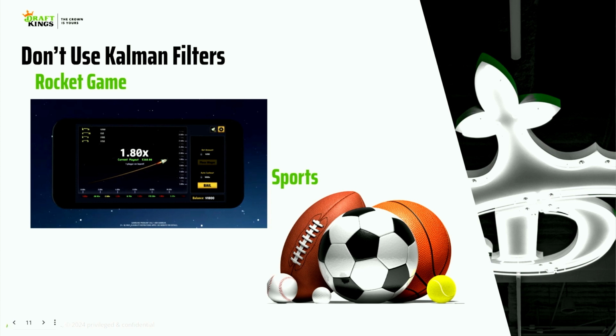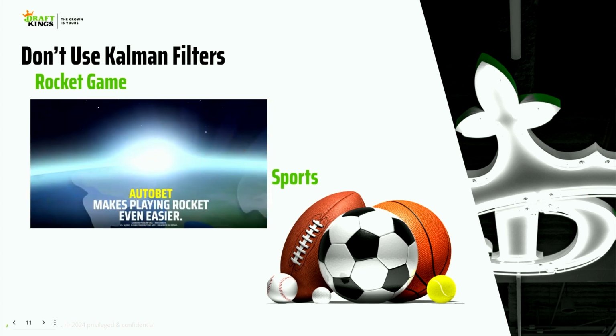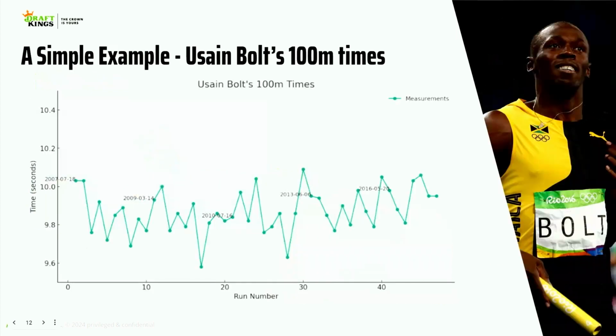But that's exactly what we've done in this case with the NBA. And it's actually fairly easy. So let me illustrate that with an example. The Olympics is around the corner, so this is a topical example. Here we have Usain Bolt. And if you didn't know, he is the fastest person to run 100 meters ever.